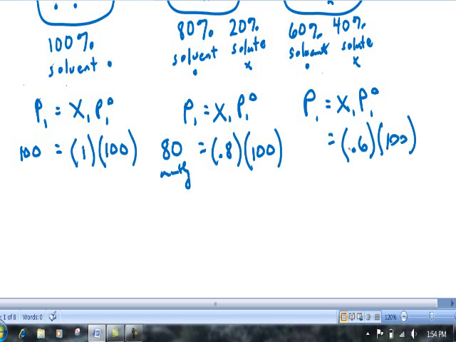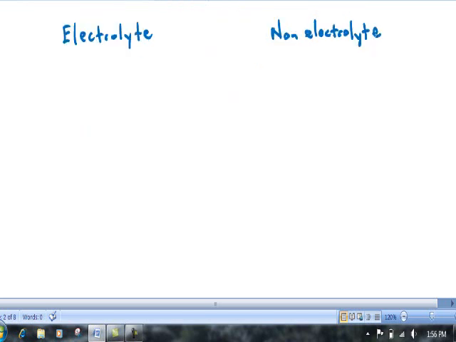In the last scenario, our mole fraction of solvent is 0.6, representing 60% that's solvent particles. Our pure solvent is still 100 millimeters mercury, so the vapor pressure over this particular solution would end up being 60 millimeters mercury, which is less than the pure solvent, which is another reason why the boiling point now becomes higher for the solution compared to pure solvent.